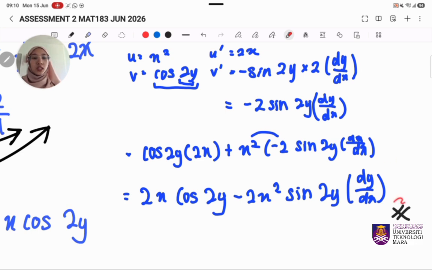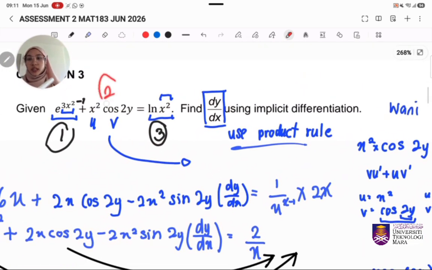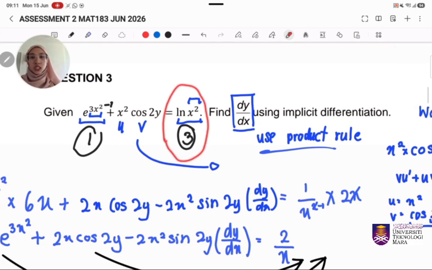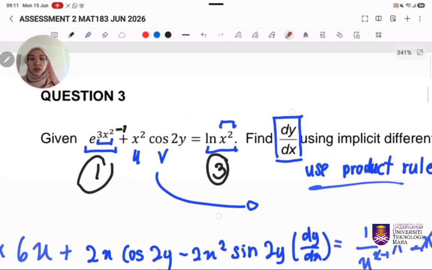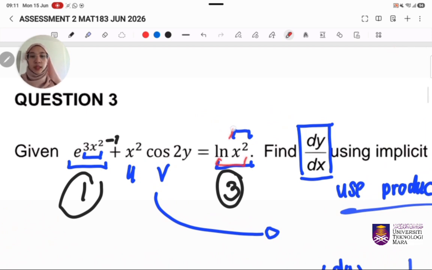Okay, so settle. So this is the equation for the second equation from the question. Next we move on to equation 3, which is ln x squared. We can use the Tapi method, but we also can use log. We can put 2 here, so it becomes 2 ln x. But I prefer to do the Tapi method.